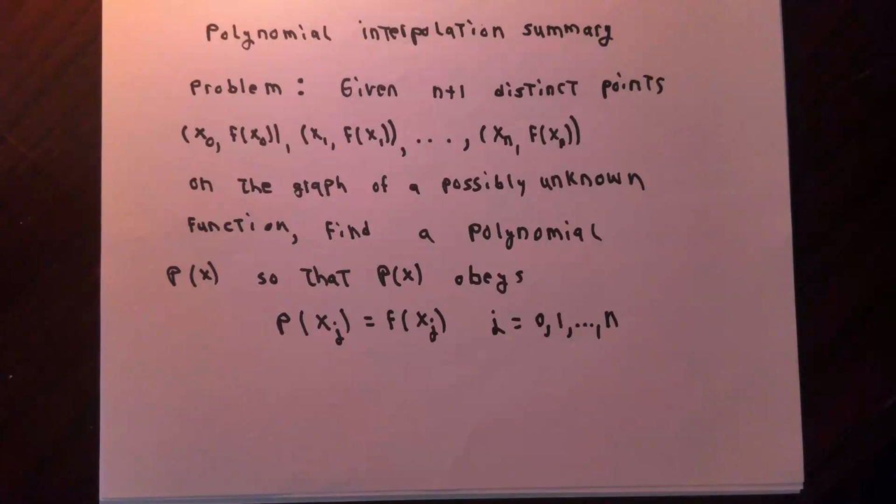Given n plus 1 data points, indexed 0 through n, of a possibly unknown function, find a polynomial p of x so that whenever you put one of the x's from the data set into polynomial p, the result is the appropriate function value to go with that x number. P will be called an interpolating polynomial for function f. We've figured out a number of things about these sort of polynomials.